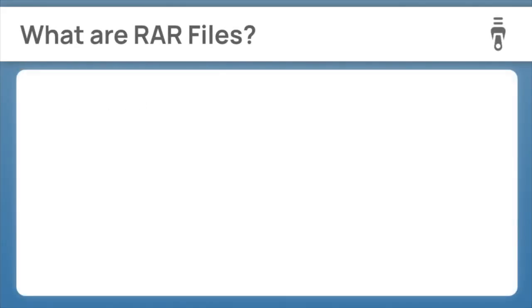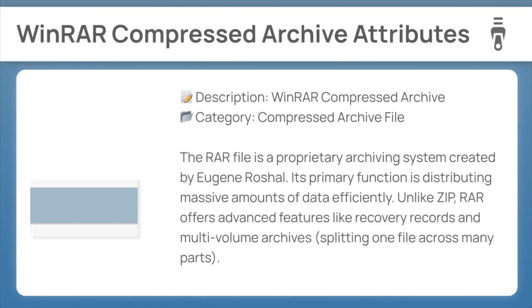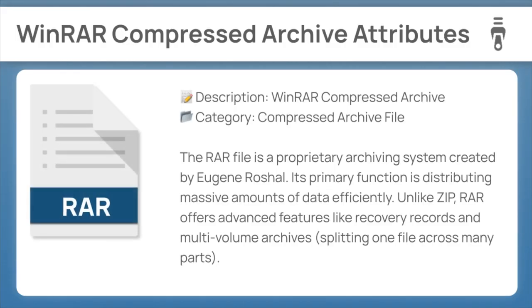The RAR format adheres to the base protocol used by all compressed archive files. It uses the WinRAR Compressed Archive format to store its contents. The RAR file is a proprietary archiving system created by Eugene Roshal. Its primary function is distributing massive amounts of data efficiently. Unlike zip, RAR offers advanced features like recovery records and multi-volume archives, splitting one file across many parts.